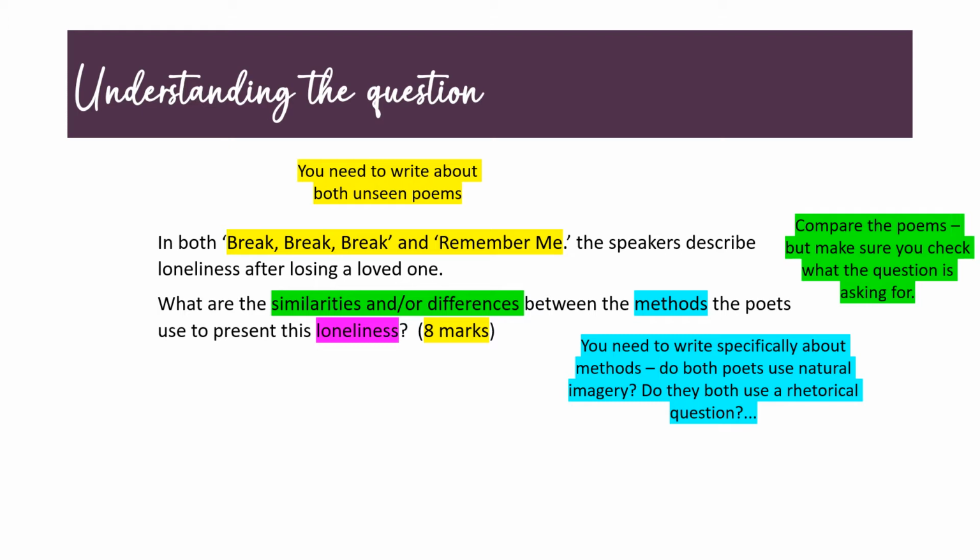So do the poets use natural imagery? Do they both use a rhetorical question? Do they both direct the poem at a particular person? Of course, if we can look at differences as well, does one poem use natural imagery and one poem uses scientific imagery or mechanical imagery? Is one written in the first person and one in the third person?